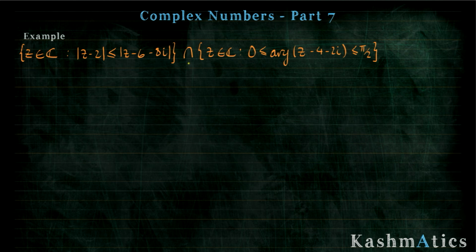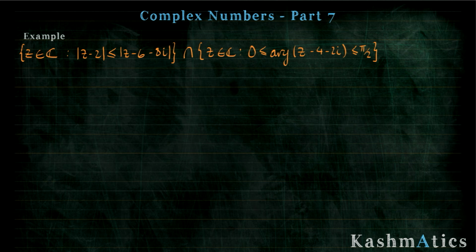This symbol over here means and. Okay, it's actually the intersection, that's the proper name for it, but it just means it has to satisfy this condition over here as well. So again, z is a complex number, and the argument of z minus 4 minus 2i, so the point I'm going to measure the argument from is (4, 2), has to be between 0 and pi over 2 radians.